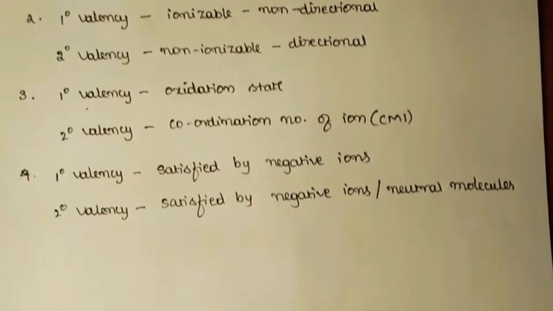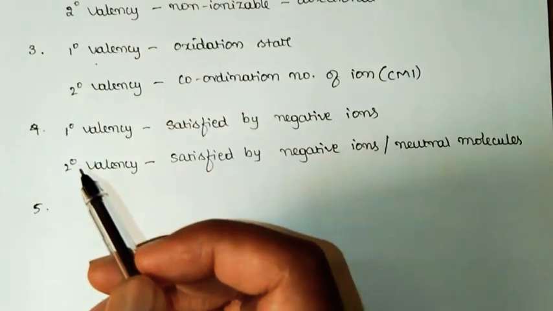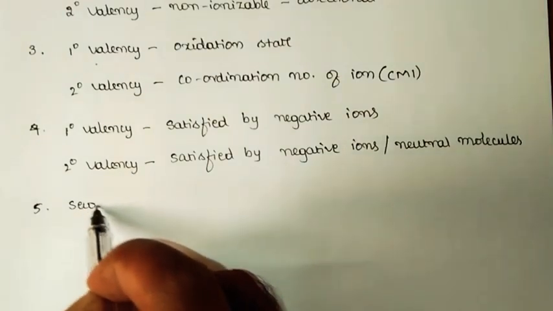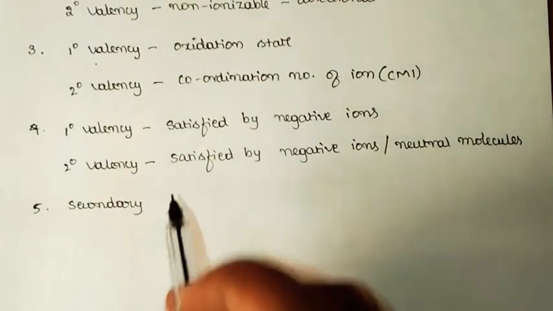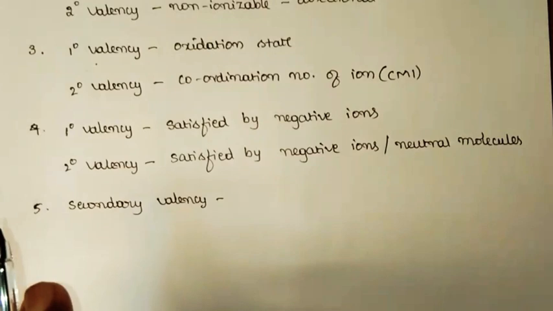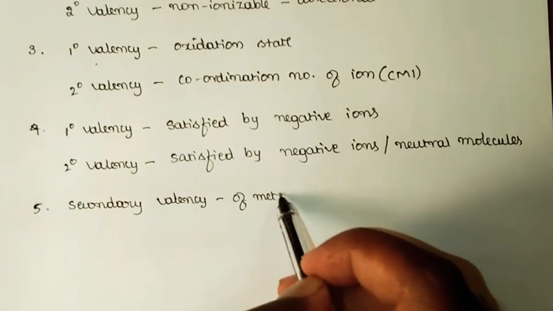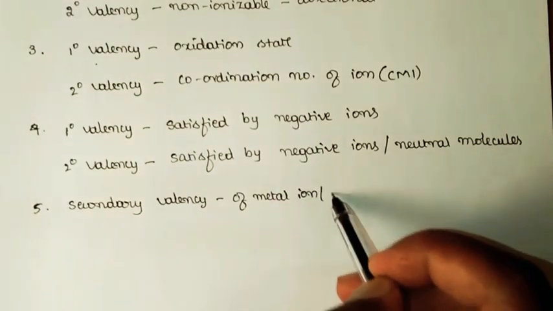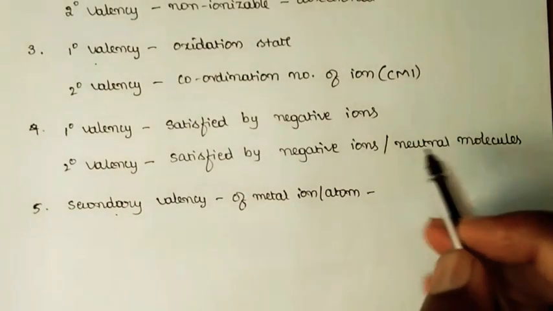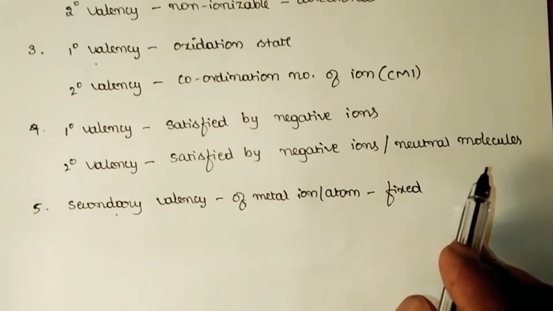And after this, the most important thing said under Werner's theory is that the secondary valency of the central metal ion, that means the coordination number of that central metal ion, cannot be varied. That means for each and every central metal ion or central metal atom which is forming the complex compound, the secondary valency of the central metal atom is always fixed. There will be no variation in the coordination number.